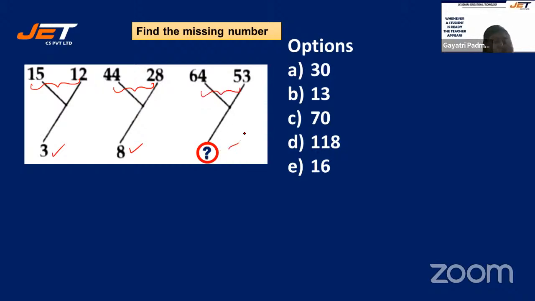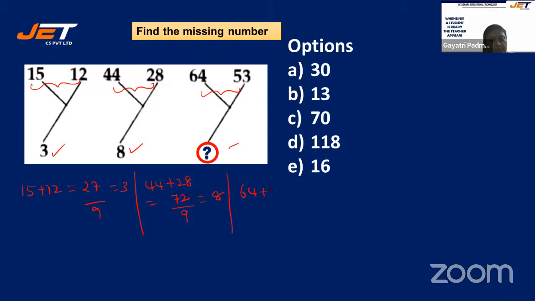All right. So 15, 12, 3. So can we say 15 plus 12 is 27. What if you do, you will get the 3, you can divide by 9. Let's try this. 44 plus 28, 72. What if you do, you will get 8. You should divide by 9. 9 8s are 72. That's it, perfect.